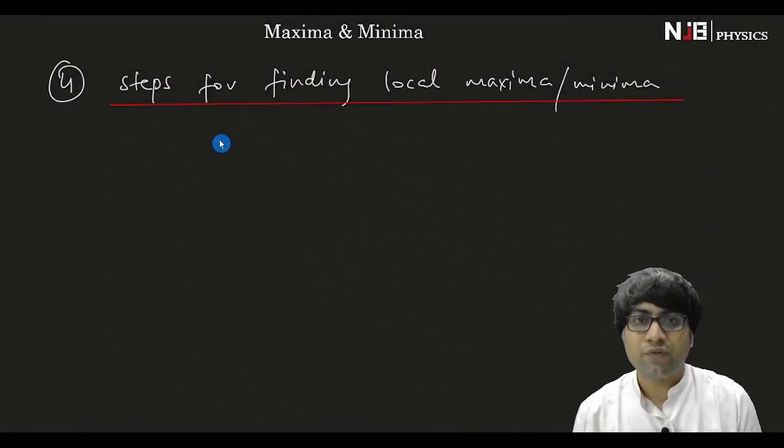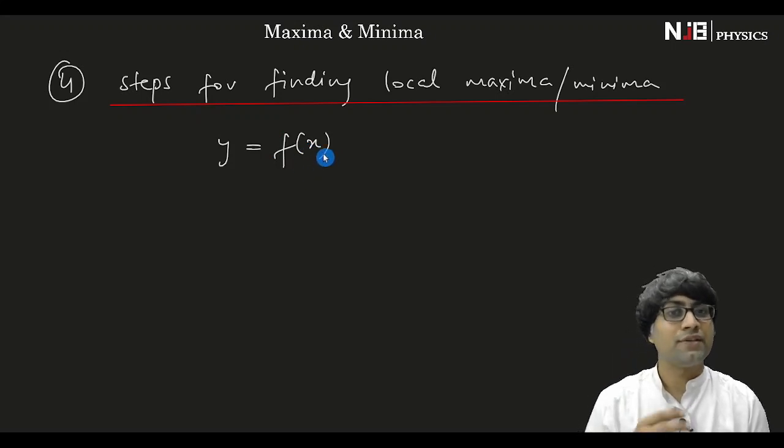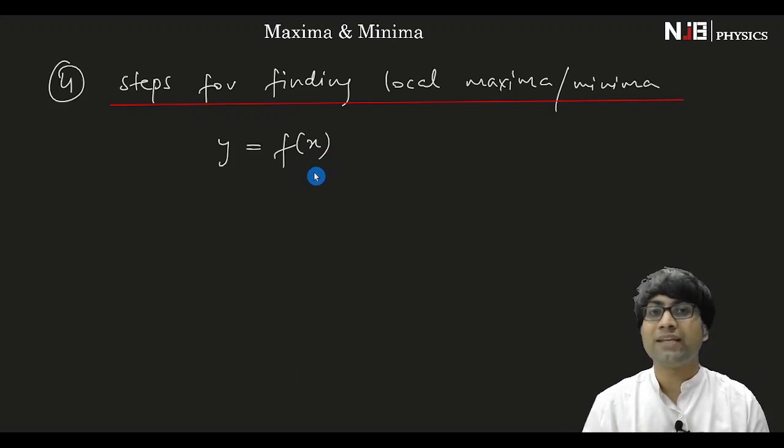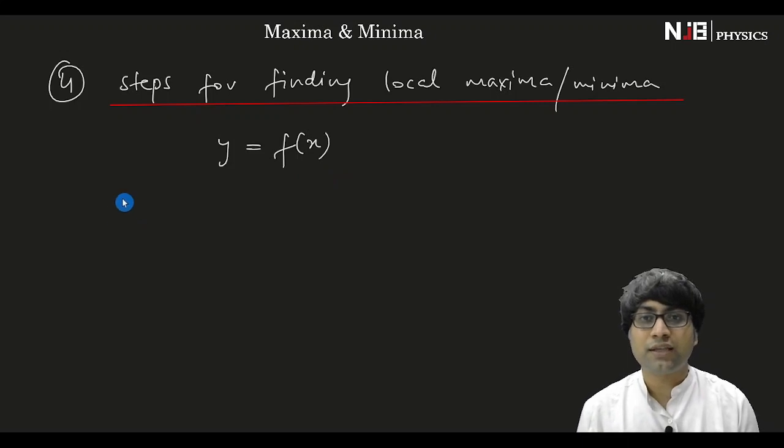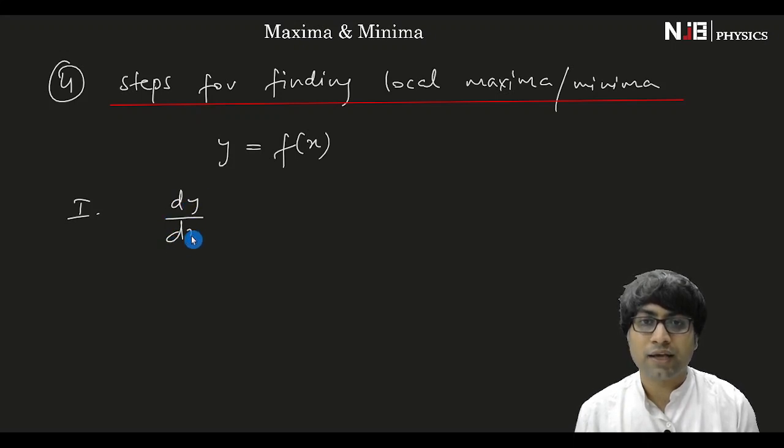So let's imagine that we have a function y equal to f of x. This can be, as I said, any type of function. It can be a quadratic function, a 3-degree function, a 4-degree function, a sinusoidal function, or whatever it can be. Now, how do we find the point of local maxima or minima? The first thing we will do is differentiate y with respect to x. So dy by dx will be equal to f prime x.